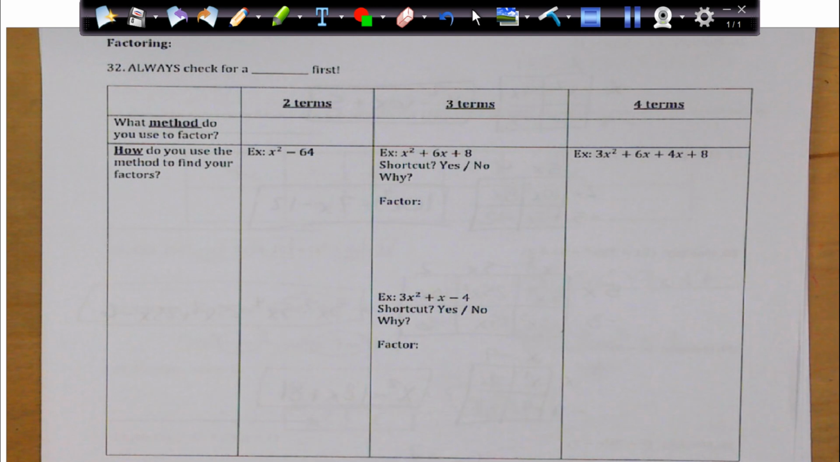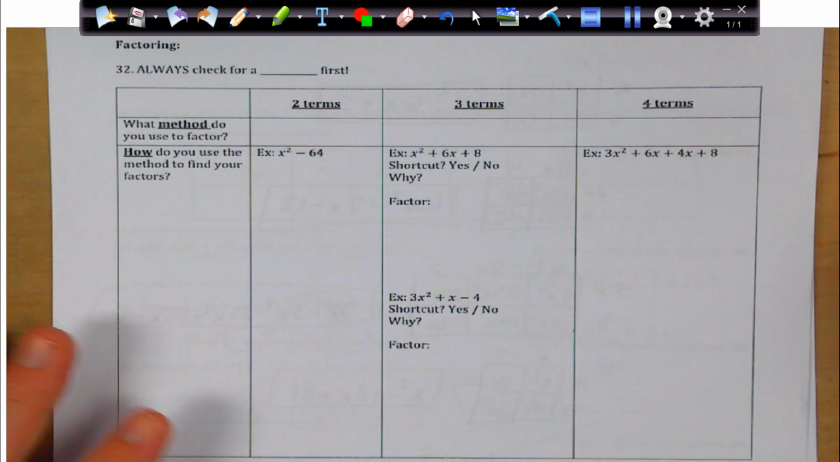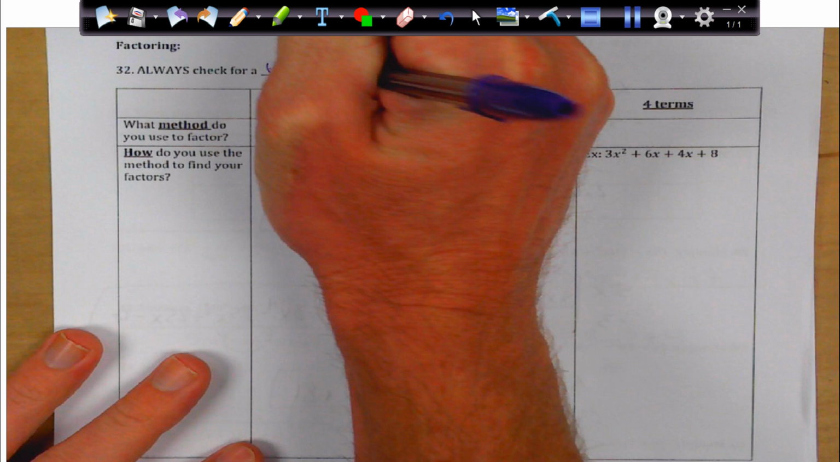Alright, welcome. We're going to do part 2. Alright, so we're into factoring. So here we go. It says, always check for a GCF. So we're always going to be looking for a greatest common factor before.